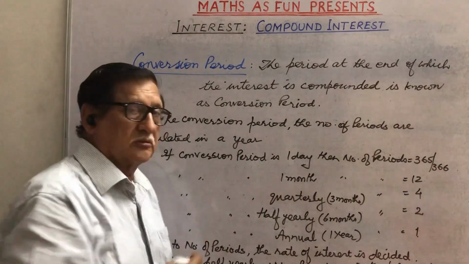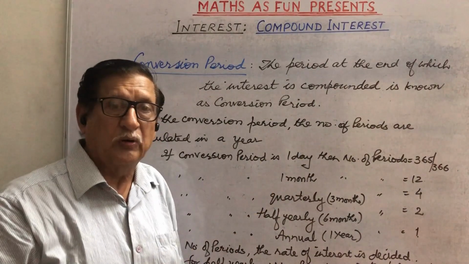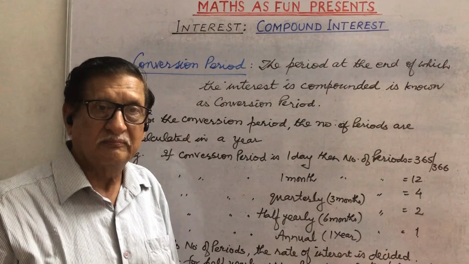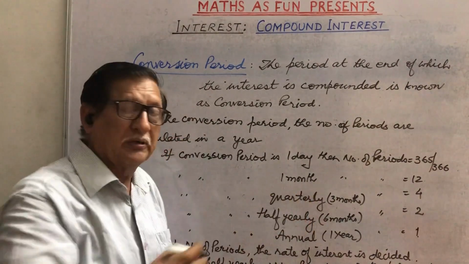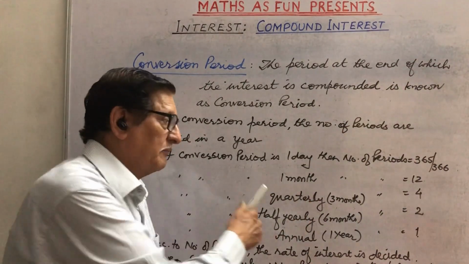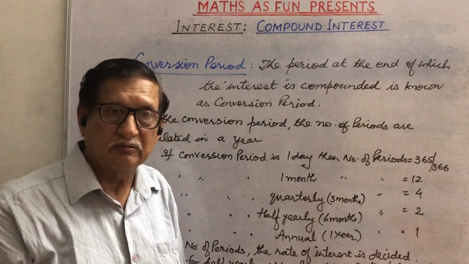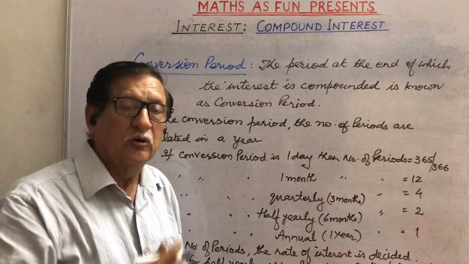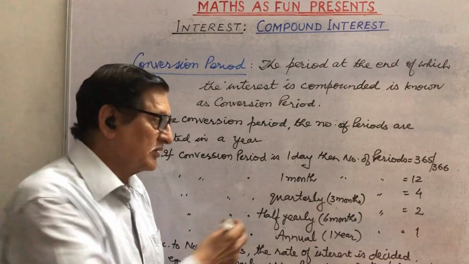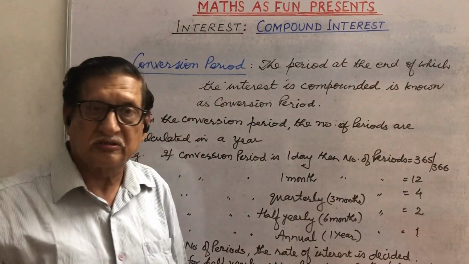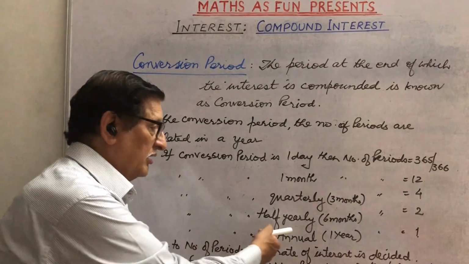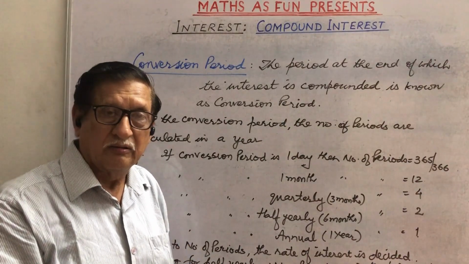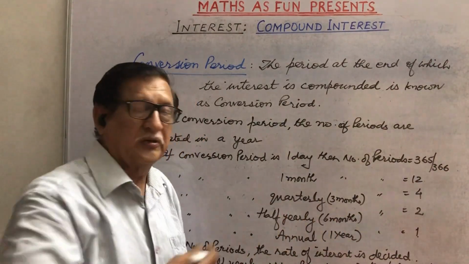Suppose it is 1 month, or we can say monthly it is compounded, then the number of periods will be 12. If it is quarterly or 3 monthly, then the number of periods will be 4 in a year. And if it is half yearly or semi-annually or 6 monthly, then there will be 2 periods. If it is annually or 12 monthly or 1 year, then the number of periods is only 1.